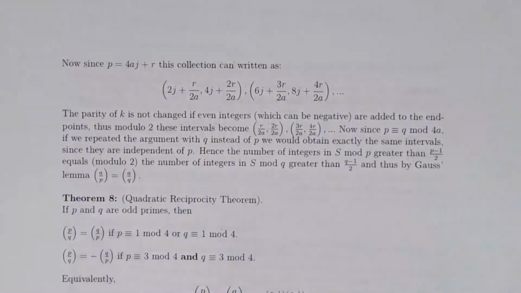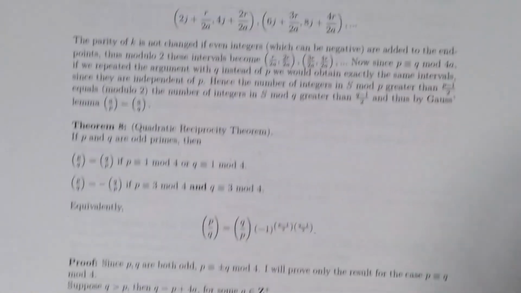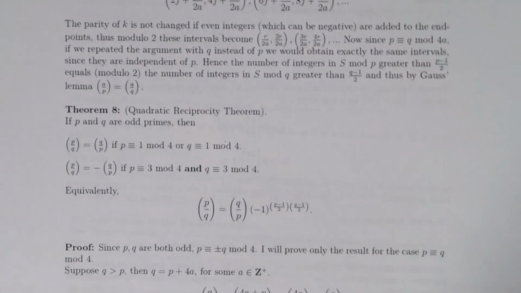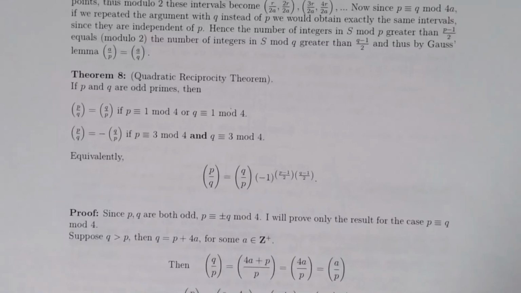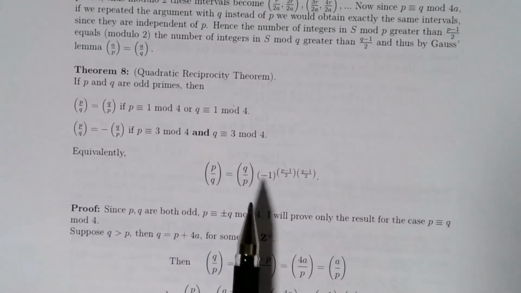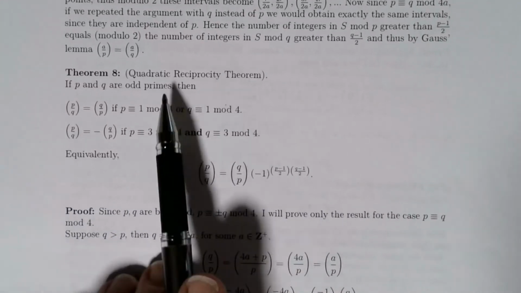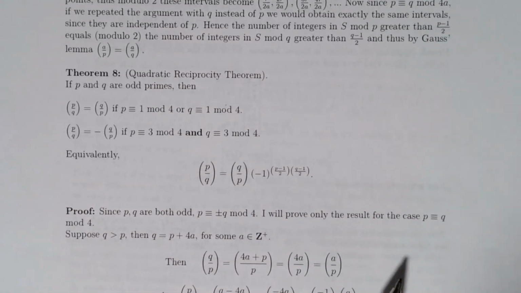Finally, we can state and give a quick proof of the quadratic reciprocity theorem, which Gauss was very proud of and which is very important. There are generalizations of the quadratic reciprocity theorem that were done fairly soon afterwards.